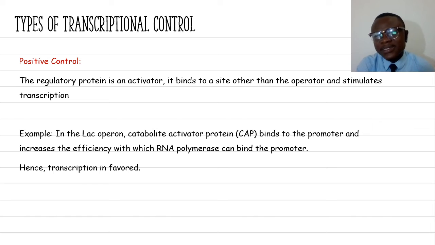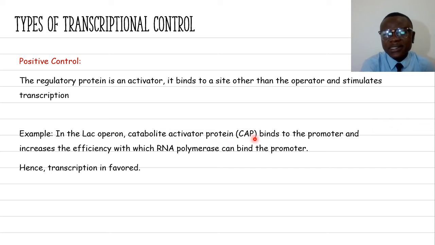So the next step of transcriptional control we're going to look at is positive control. In positive control, as I stated, when you have an active regulatory protein, it's going to stimulate the process of transcription. Whereas in negative control, if you have an active regulatory protein, what happens? It stops the process of transcription. A common example we can think of is the lac operon.